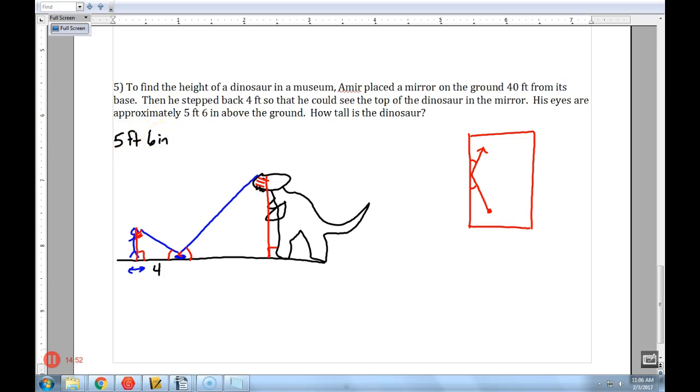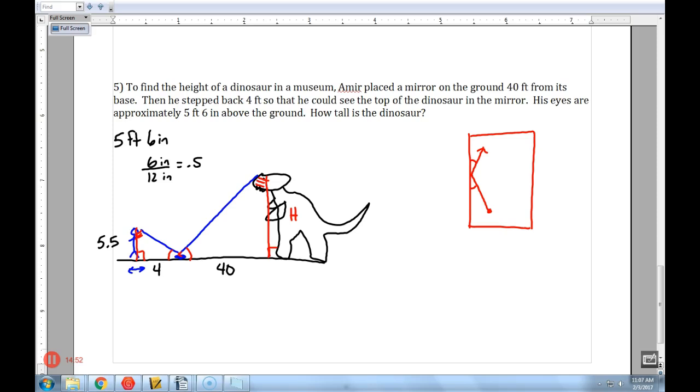Now, this time it's going to be helpful for me to convert the 6 inches into feet. 6 inches over 12 inches is 0.5, which is half of a foot. So this kid is really 5.5 feet tall, and he's 4 feet away from the mirror. Then he measured the distance from the dinosaur on the ground, and it was 40. So that should help me solve for the height of the dinosaur using mirrors as opposed to shadows. Still indirect, but same idea.